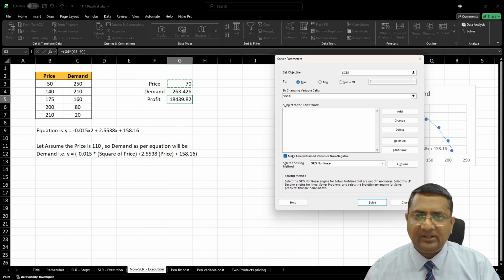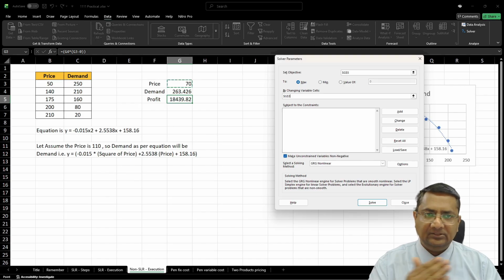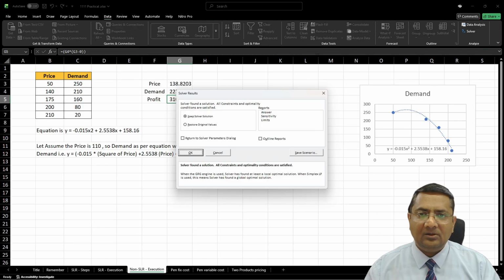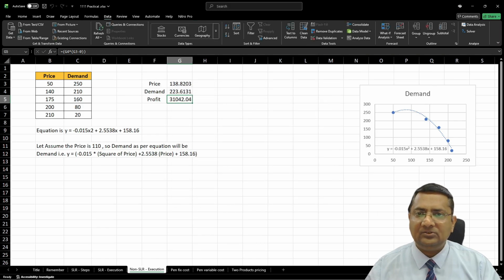Remember, right now we have taken the price as 70 and we are asking the Excel solver to give us a price at which we will earn maximum profit. Let's click okay. So see here, the price got changed from 70 to 138. Fine.